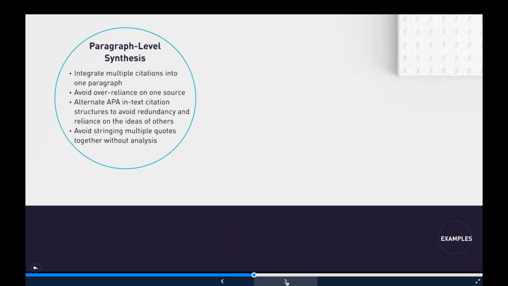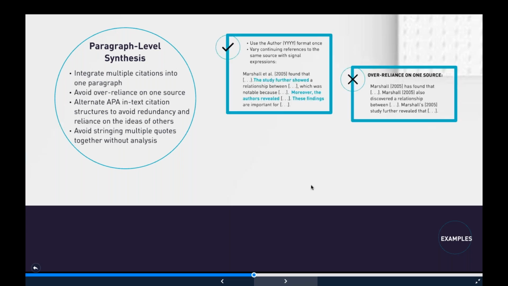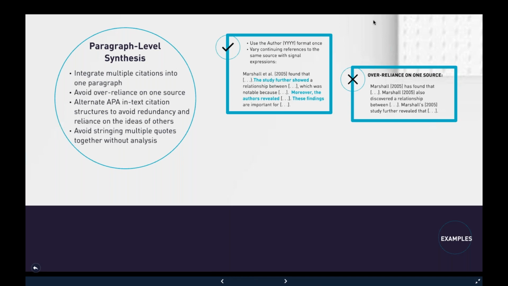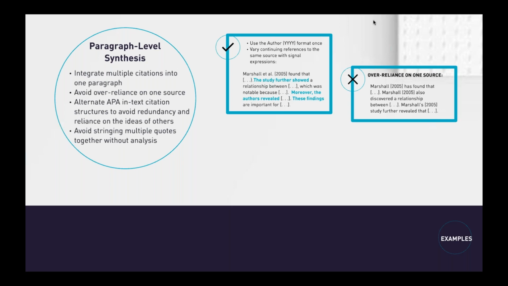And the last thing we need to be careful of is that while we're aiming to introduce more than 2 sources per paragraph, we are not aiming to introduce more than 2 quotes per paragraph. We don't want to be adding so many direct quotes that the ratio of someone else's words to our words is thrown off. So for example, you want to use the author year format once.